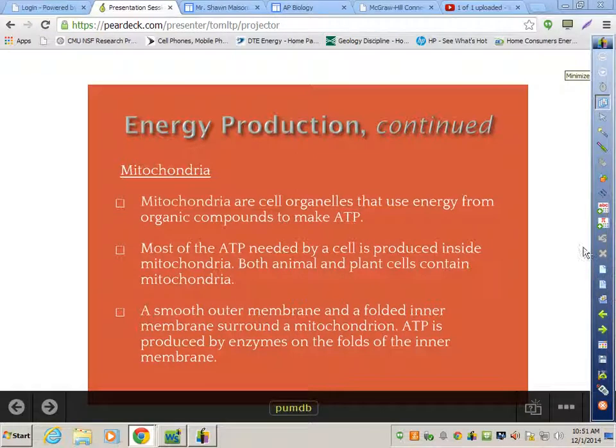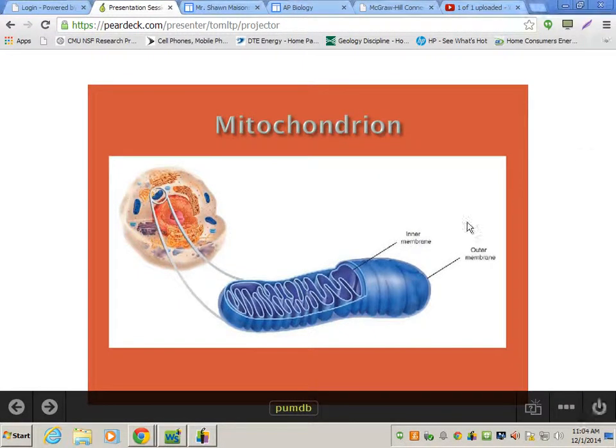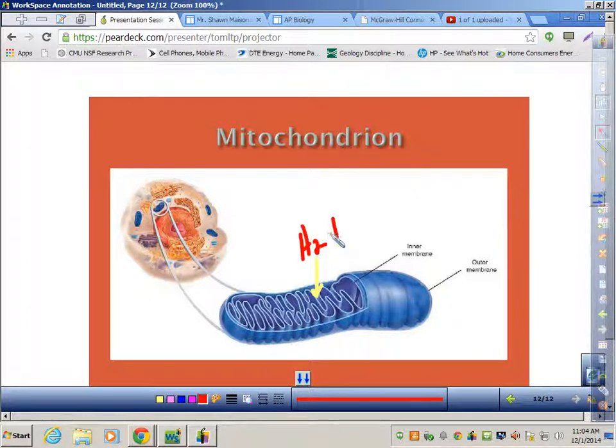So this is a mitochondrion. I want to talk about these folds because they are very important. Without this fold, something very weird would happen. So this is where we add hydrogen and oxygen. That will yield energy and water.